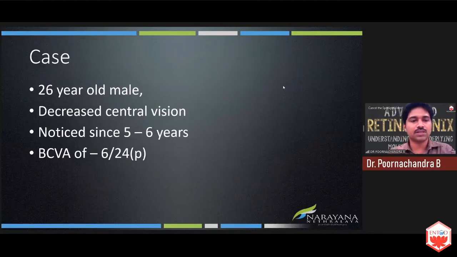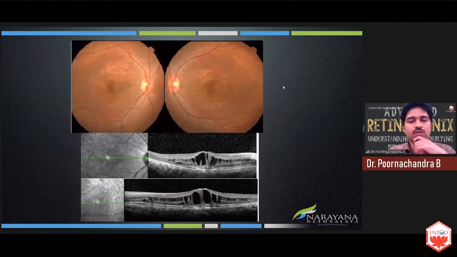And so moving on to the second part, again, let me begin with a case example. This was a 26-year-old male who presented with decreased central vision, which was noticed since 5 to 6 years, with a corrected distance visual acuity of 6/24. So this is his fundus on presentation. The foveal reflex, we could not make out, rather it was altered. OCT did show the presence of both cystoid and schitic changes.